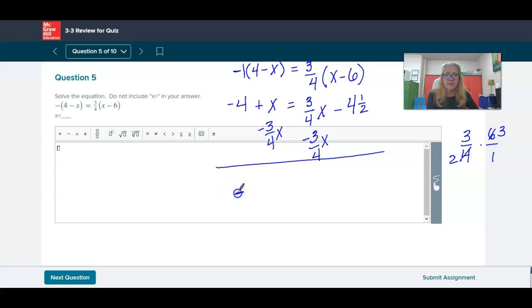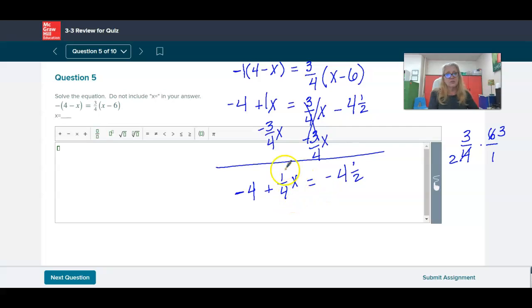That gives us, on the left, negative 4. Now if you do 1 minus 3/4, what does that give you? It gives you 1/4. So we have a positive 1/4 x. Could have done it in a calculator. Could have done 1 minus 3/4. Easy. Over here, this is gone now, and all we have is a negative 4 1/2.